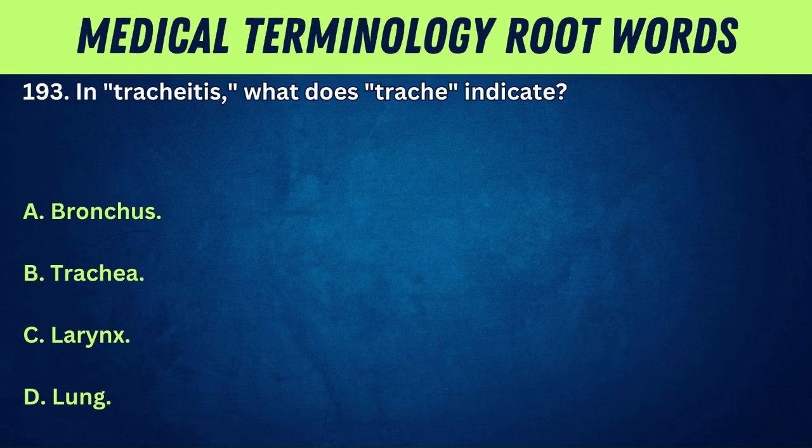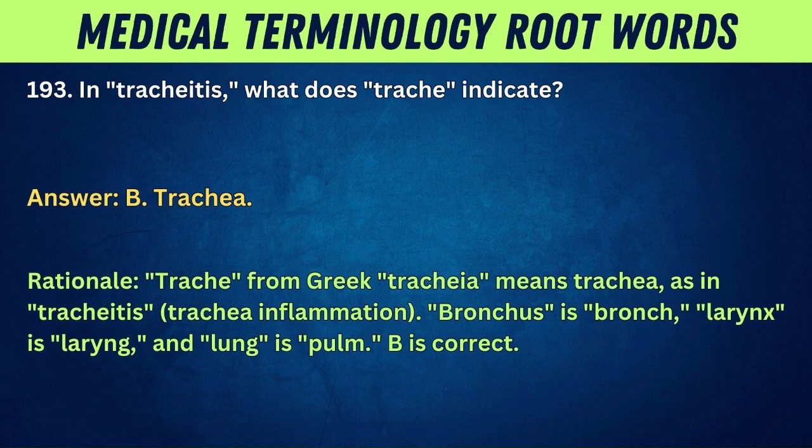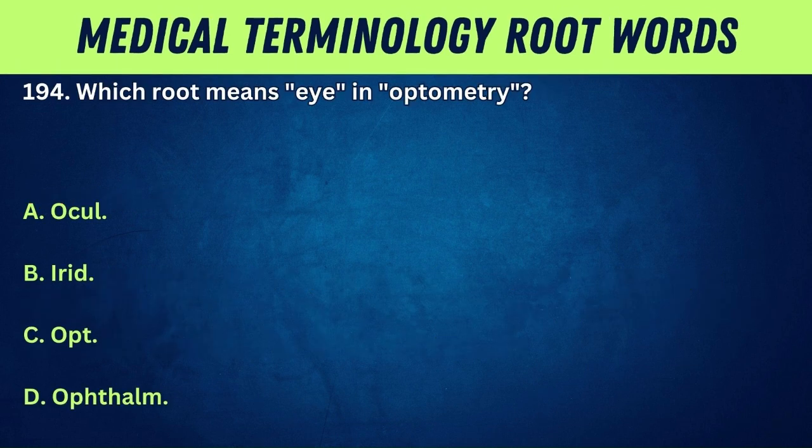193. In tracheitis, what does trache indicate? A. Bronchus. B. Trachea. C. Larynx. D. Lung. Answer: B. Trachea. Rationale: trache from Greek trachea means trachea, as in tracheitis, trachea inflammation. Bronchus is bronch, larynx is laryng, and lung is pulm. B is correct.